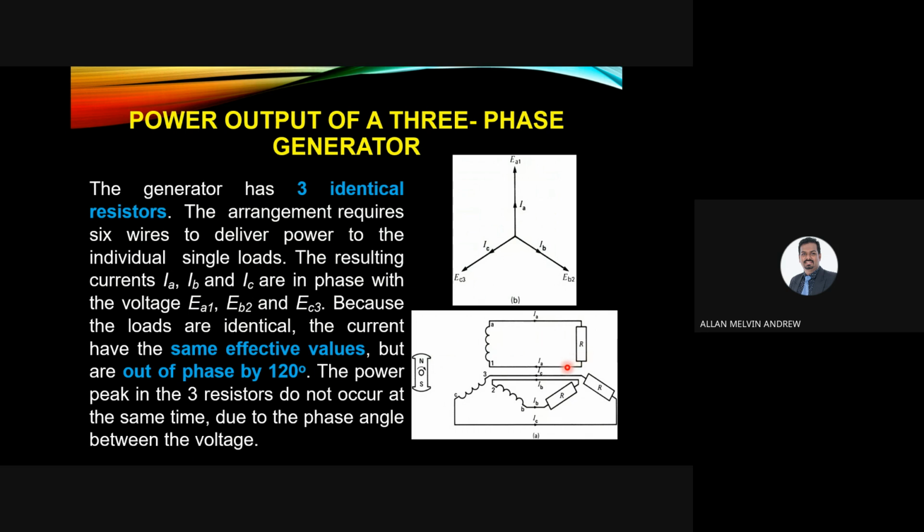So it will produce EA1, EB2 and EC3. Because the loads are identical, the currents have the same effective value. Similarly, it has the same value, just out of phase by 120 degrees. The power peaks in the three resistors do not occur at the same time due to the phase angle between the voltages. The electrical generation actually flickers very fast, but for us it looks constant. So three phase will have better stability in the electrical generation.